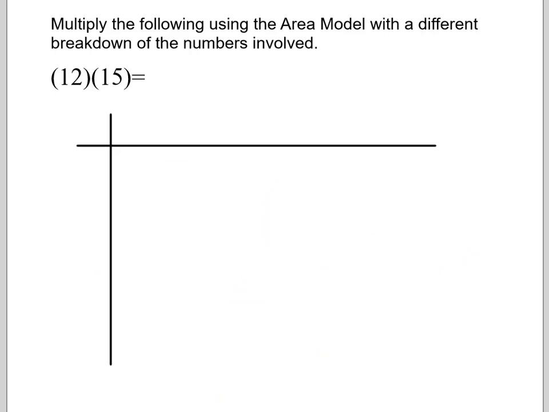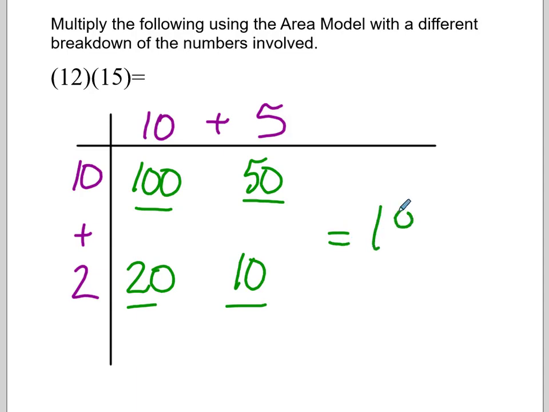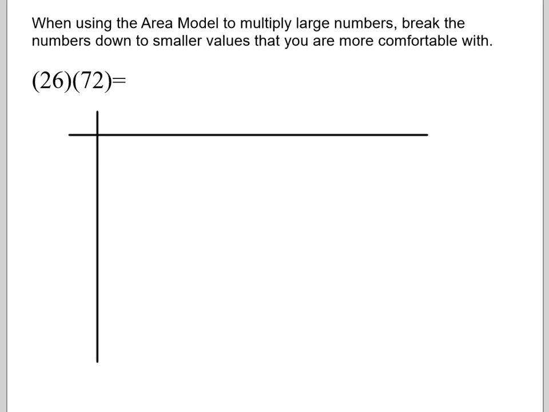So if you try this again now, say you want to use different numbers, your facts are a little stronger, you might break it down into larger numbers. Say 10 plus 5 and 10 plus 2. So 10 times 10 is 100, 10 times 5 is 50, 2 times 10 is 20, 2 times 5 is 10, and if we add them up, 100, 150, 170, 180, I get the exact same answer. So the advantage of that area model is that you, the solver, the user, get to choose what numbers to work with.